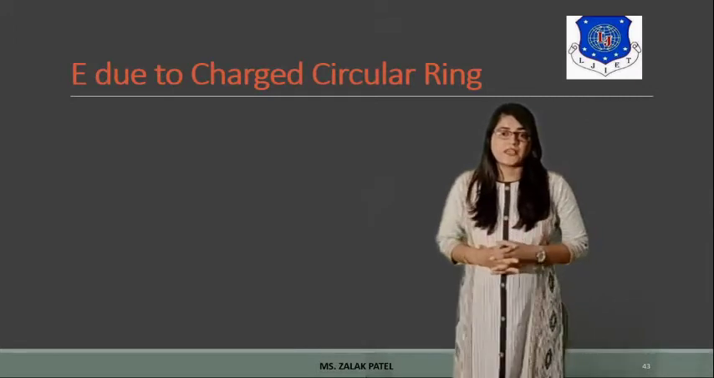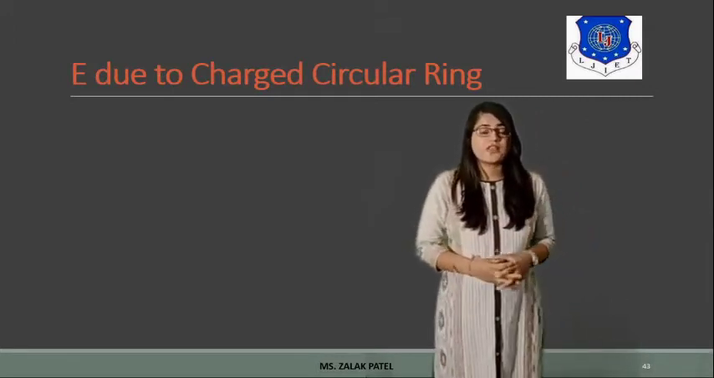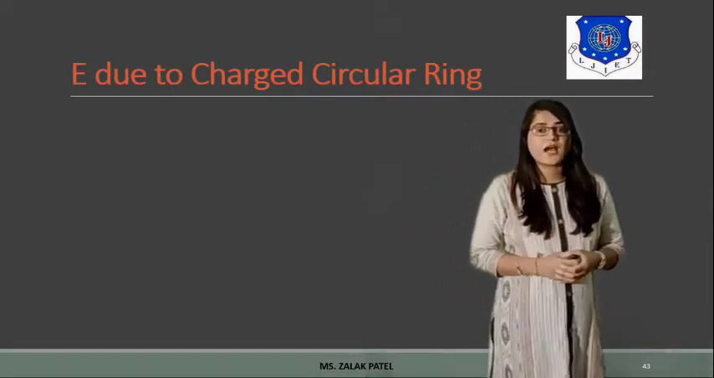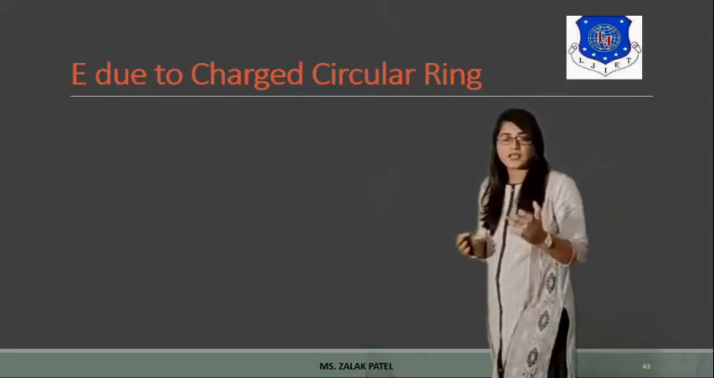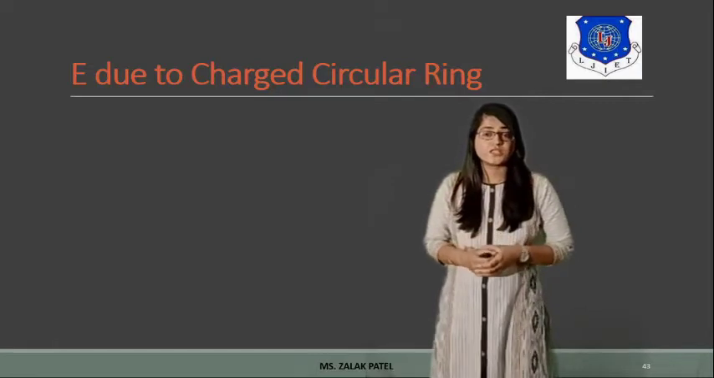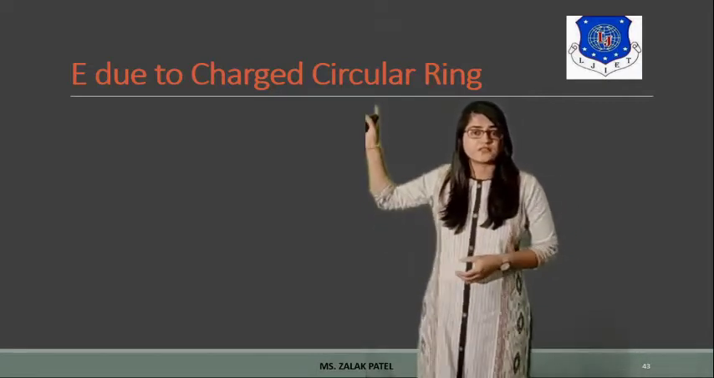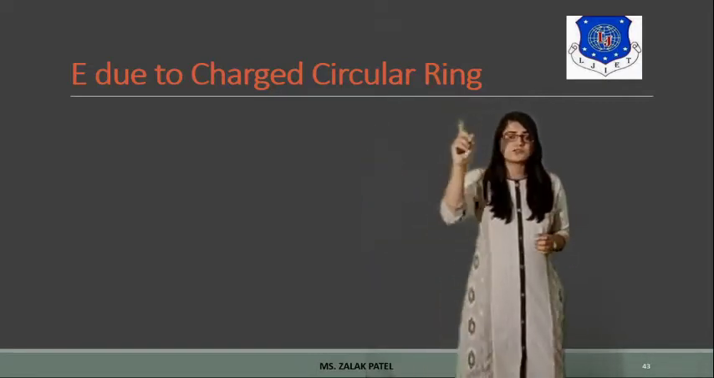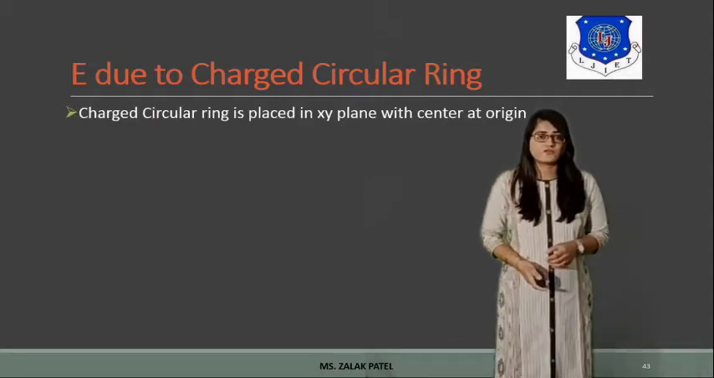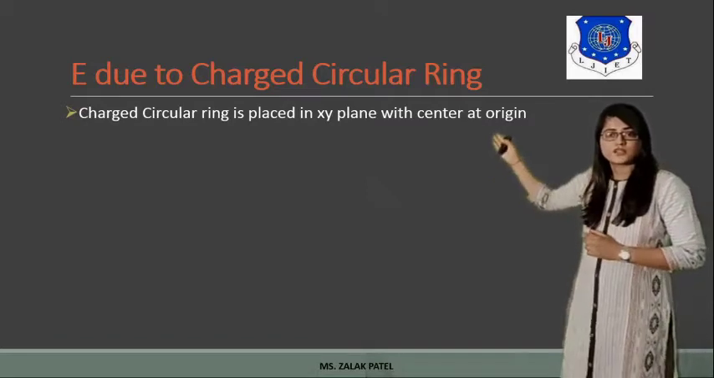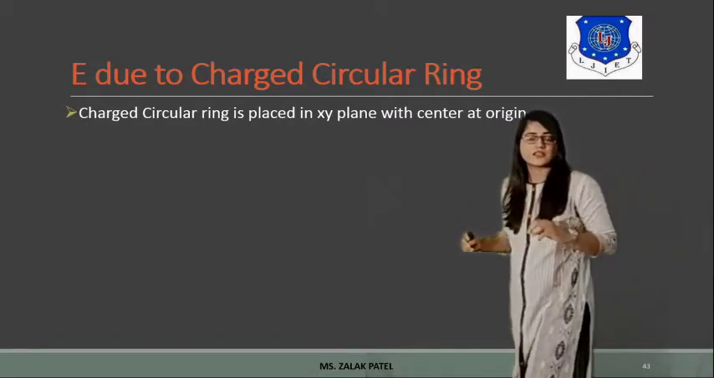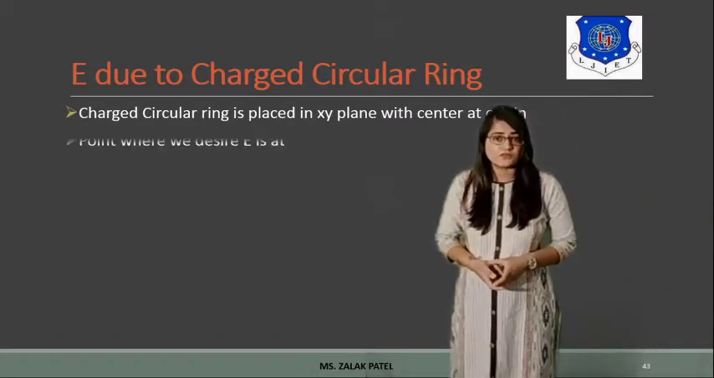Now let's see the next portion of this chapter, that is electric field intensity due to the charged circular ring. In the last topic we have seen the electric field intensity due to infinite line charge. This is the second configuration where charge is located on a circular ring. So for that again we have taken some assumptions. The first assumption is the circular ring is placed at the center of origin.